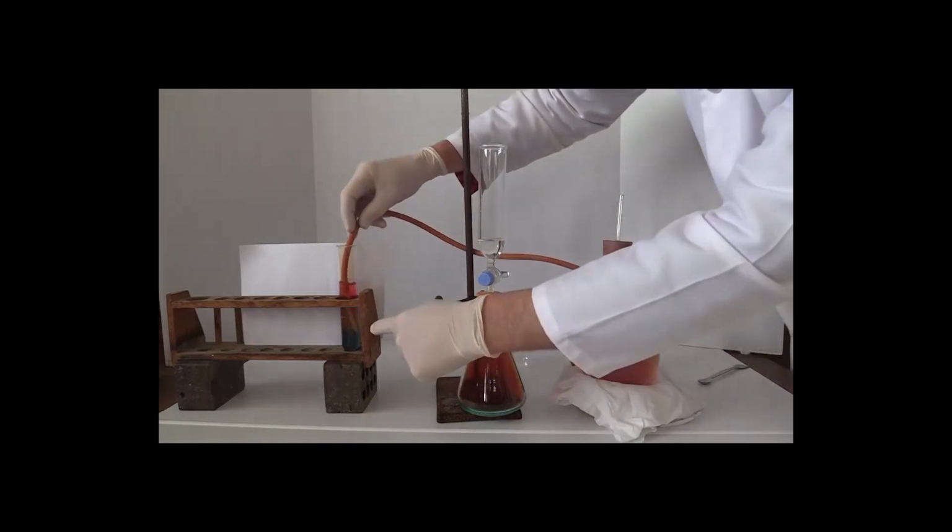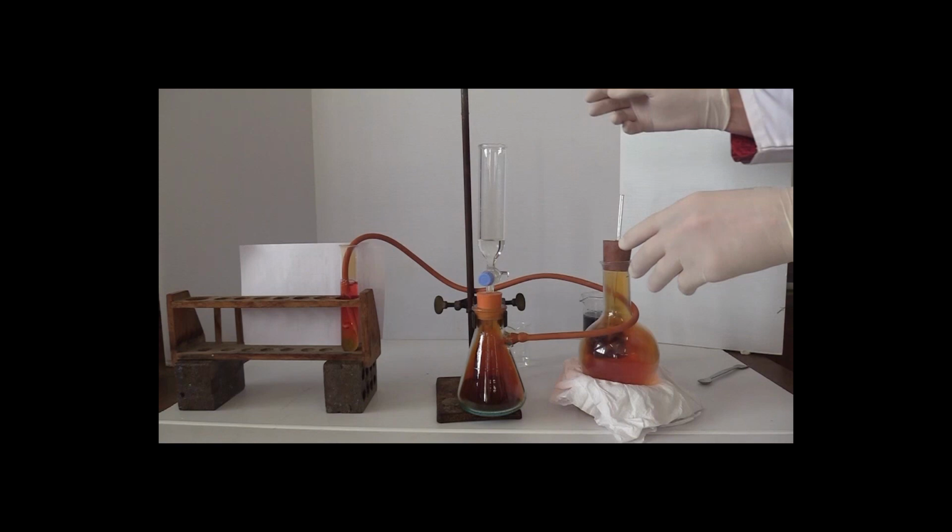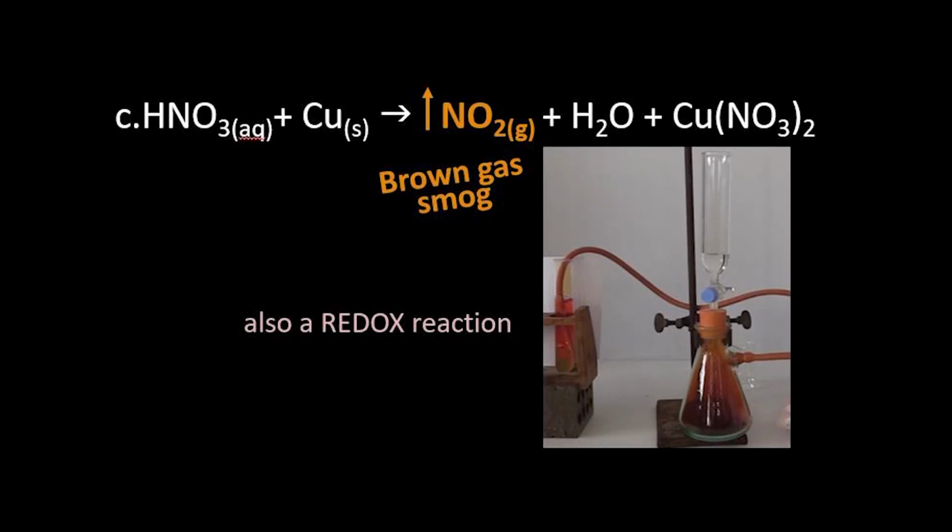Let's pass it through water that has some universal indicator in it and see how it changes it from blue to red. This time it's the nitrate component of the acid that reacts with the copper to form the nitrogen dioxide brown gas. It also forms water and copper nitrate, which is the blue color at the bottom of the Erlenmeyer flask as the copper dissolves.